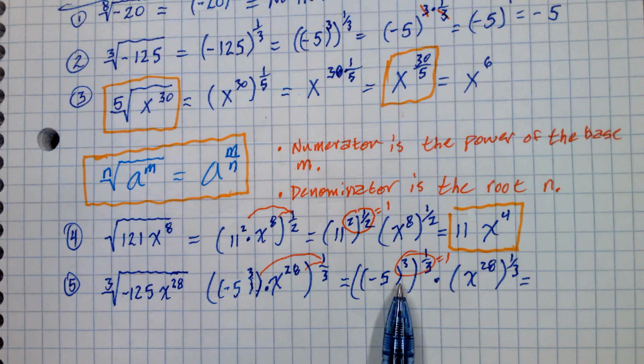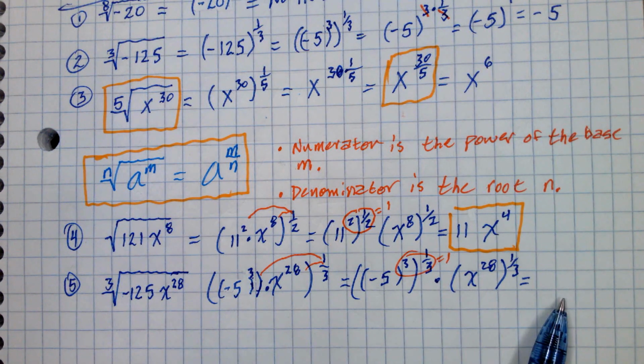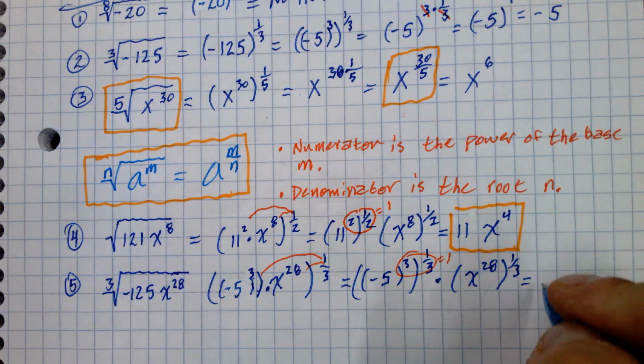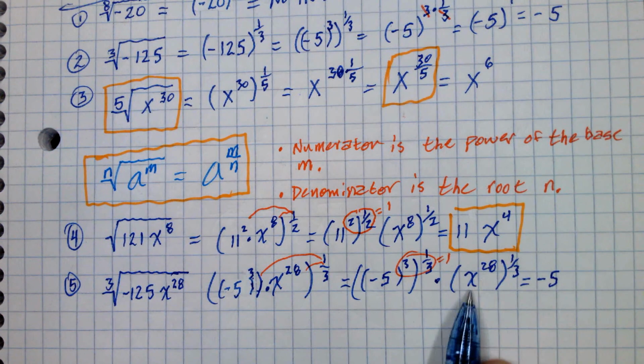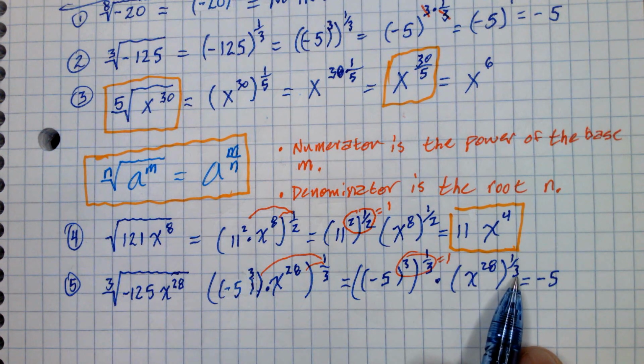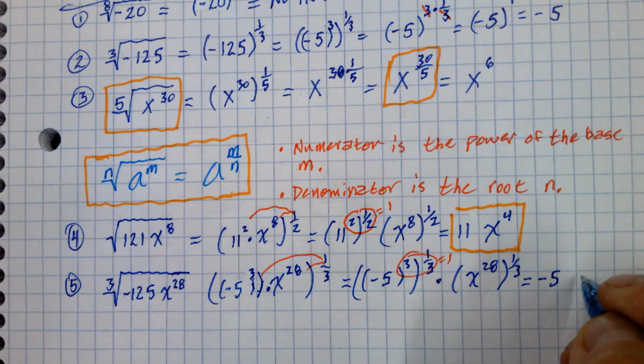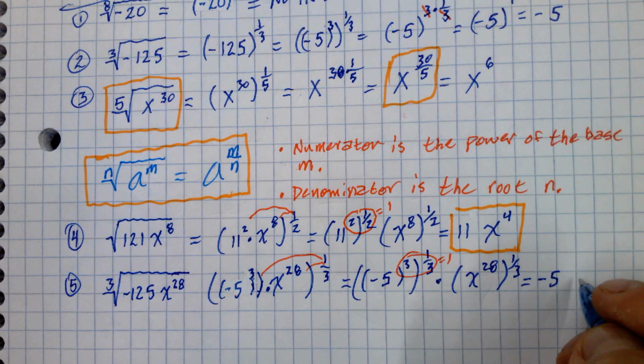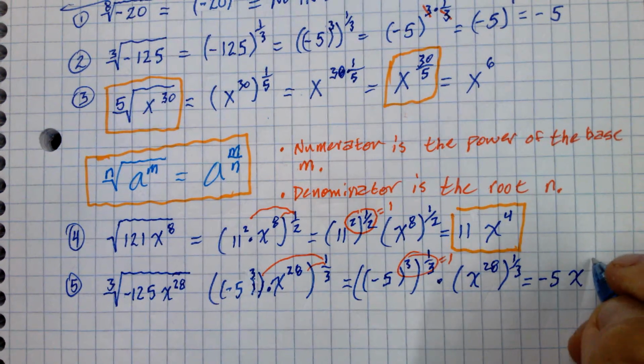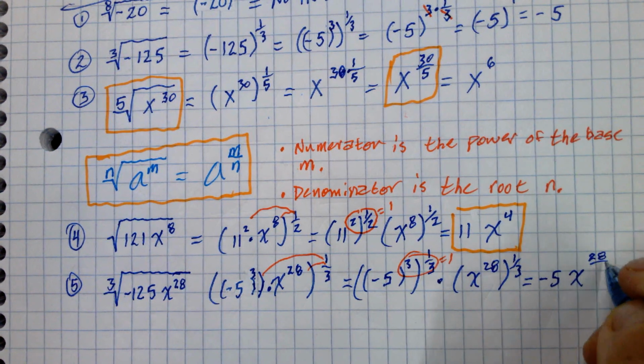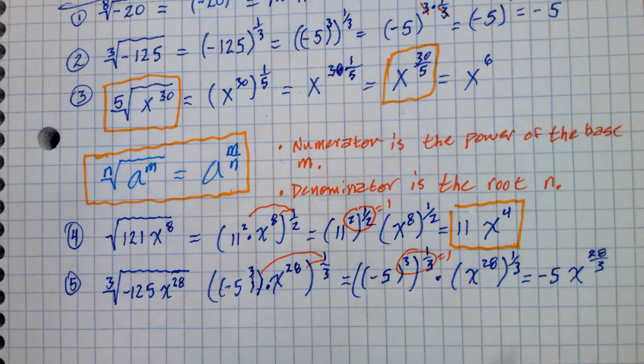Negative 5 to the 1 power is what? Negative 5. What's x to the 28th times 1/3? 28 over 3, which simplifies down to what? And sometimes it's just going to be like that. Negative 5, x to the 28 thirds. Let's get one that does simplify, and then we'll call it.